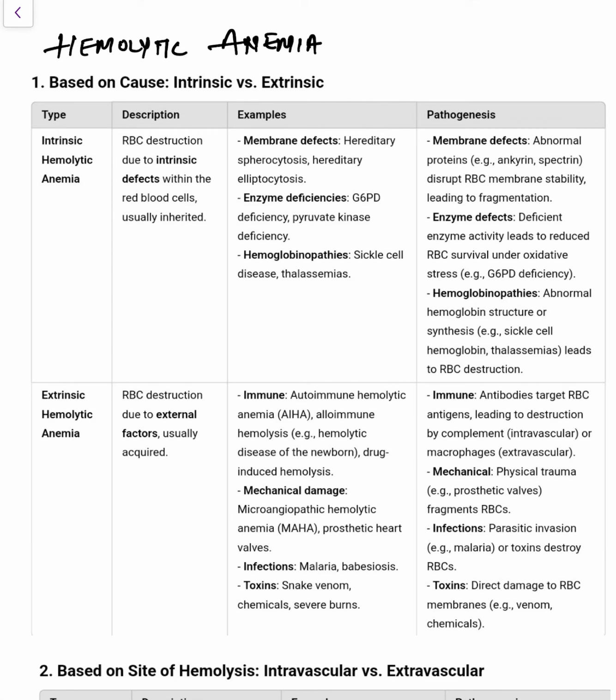Right. So first classification is based on intrinsic or extrinsic lysis of the RBCs. What does intrinsic hemolytic anemia mean? There is some problem within the RBC causing its destruction. So intrinsic defects within the RBCs, and they are usually inherited. We'll see the examples.